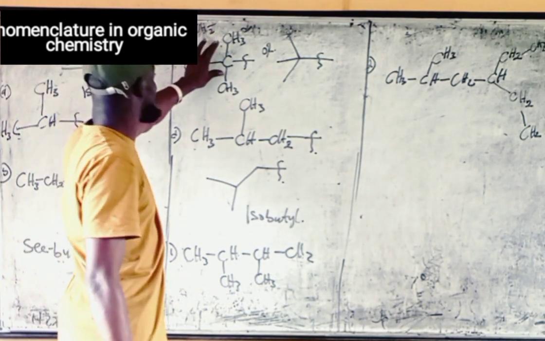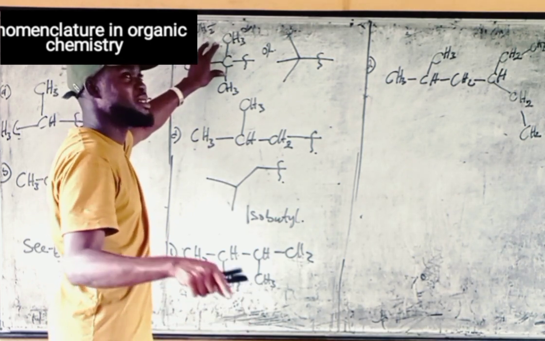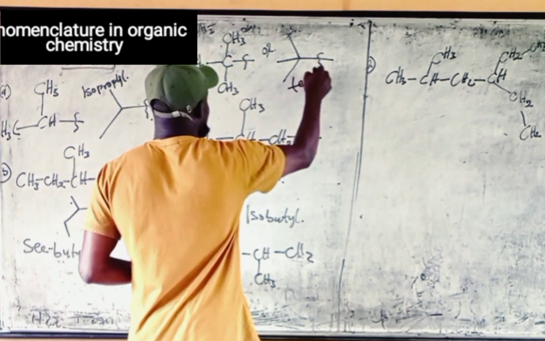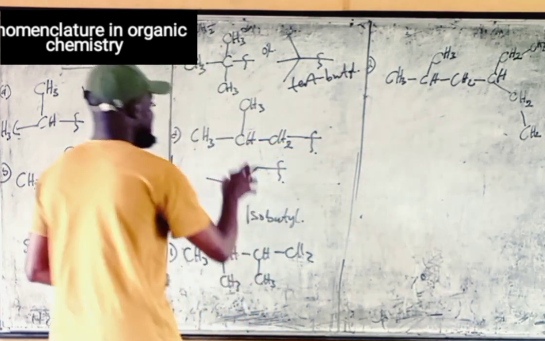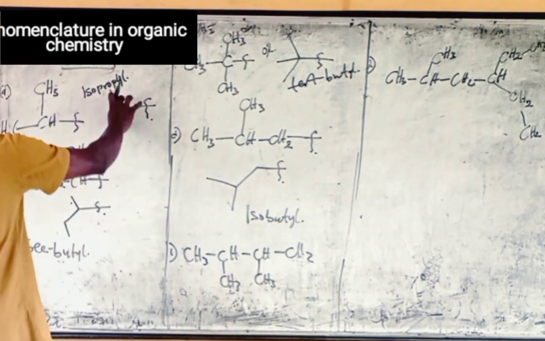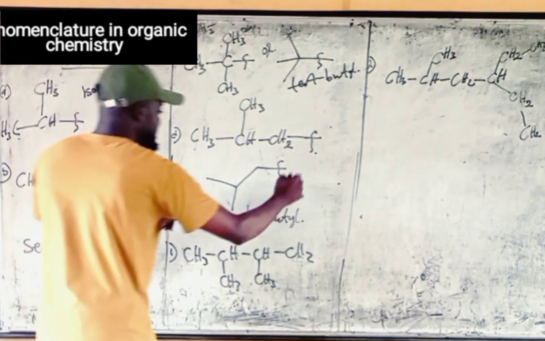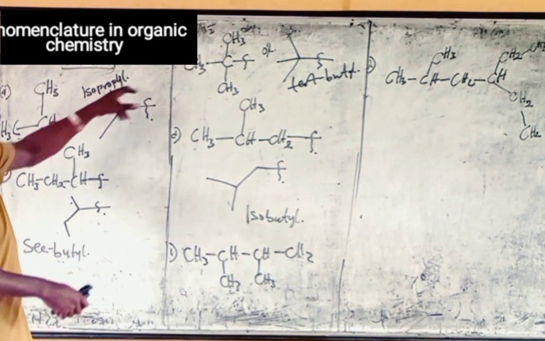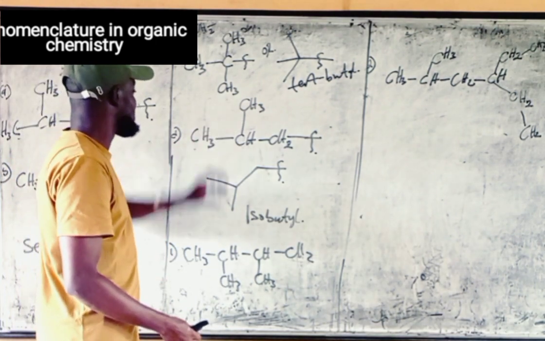Then this third one is called tert-butyl, that is T-E-R-T, tert-butyl, tertiary butyl. Then this last one, you check if you have something like this inside. If you do, this one is iso. This one is isobutyl. So anytime you see something like this, it's called isobutyl.